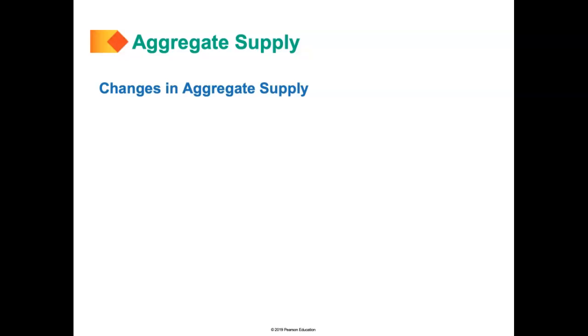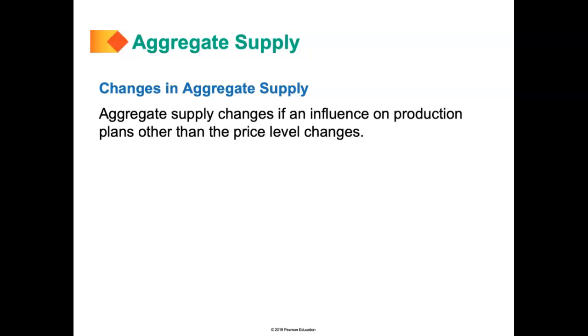Okay, so changes in aggregate supply happen when an influence of any factor on production plans other than the price level changes. Remember, when the price level changes, there's a change in quantity of real GDP supplied. If any factor other than the price level changes, it is going to change the aggregate supply curve, meaning the whole curve is actually going to shift. Now you need to know what factors will cause the aggregate supply curve to shift. These are really important.